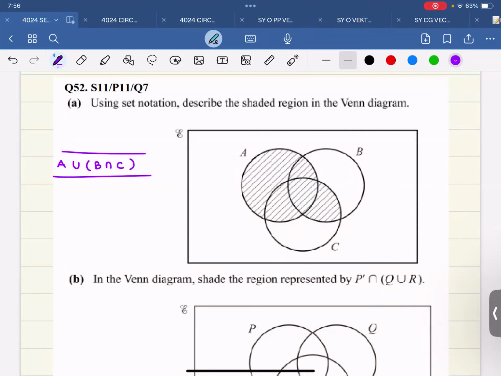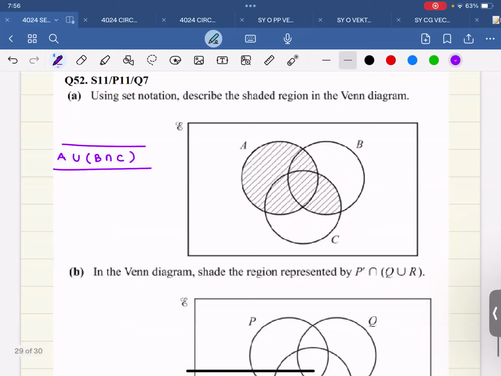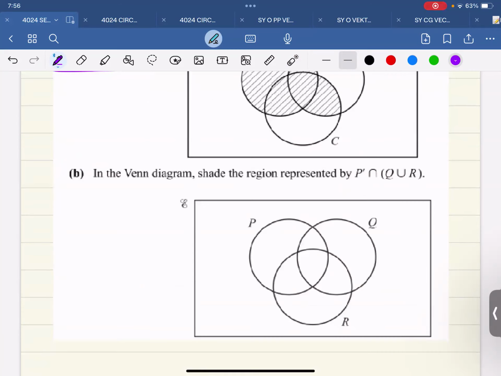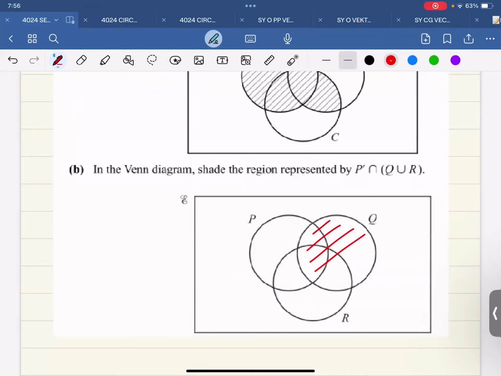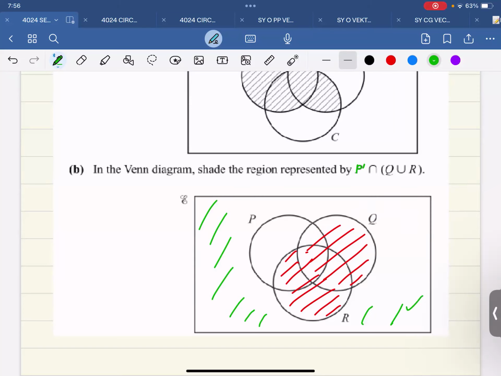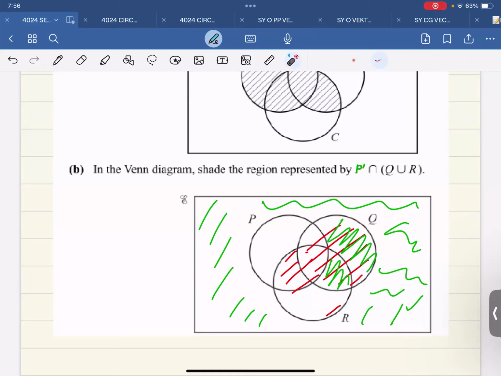In the Venn diagram, shade the region represented by Q union R intersection with P complement. So what is Q union R? Q union R is everything over here. That's Q union R, but we are intersecting with P complement. Now, P complement is outside of P. That includes this, and that also includes this. But we are intersecting with it, agreed? So we are intersecting, therefore this region is the answer.